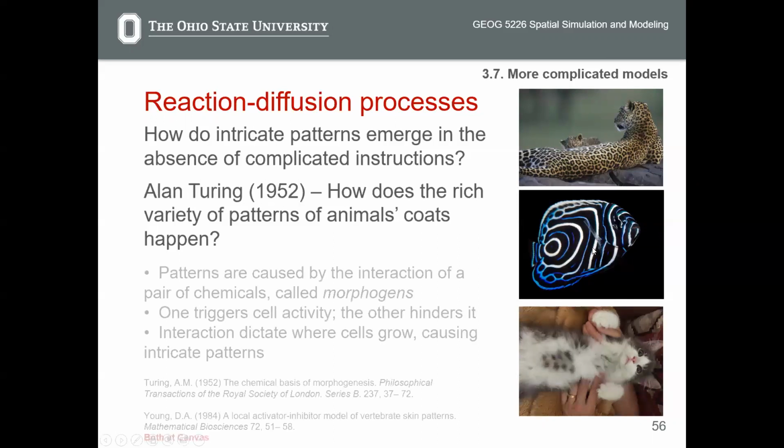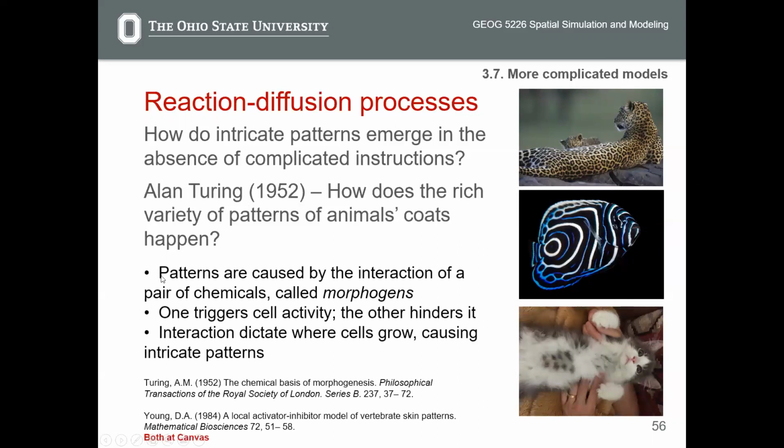Okay, so Alan Turing argued that patterns are caused by the interaction of a pair of chemicals called morphogens. Okay, a pair of chemicals. One triggers cell activity, the other hinders or tries to stop it. So the interaction between this simple pair of chemicals dictates where cells grow, causing intricate patterns.